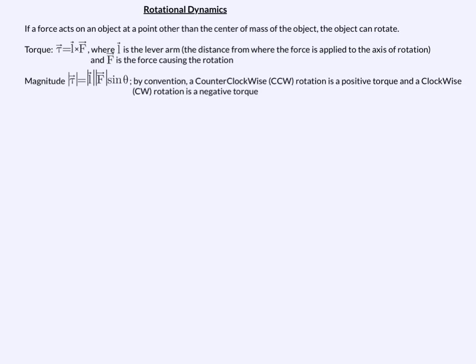Now, by convention, a counterclockwise rotation is a positive torque and a clockwise rotation is a negative torque. So back to my beam here, I'm going to pin it here. If I exert a force on it like that, here is my force, then I can imagine that this beam will rotate this way as a result of that force, and this would be the torque, and since it's a counterclockwise rotation, then it has a positive direction by convention.